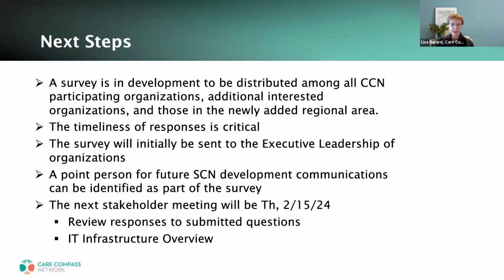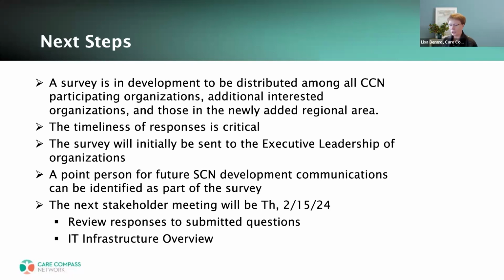And also the next step, there will be a stakeholder meeting Thursday, February 15th to review the responses to the submitted questions. So those are questions submitted both to Care Compass Network and to New York State. New York State says they intend to provide their responses by this Friday, the 9th, and also to review the IT infrastructure overview for the 1115 requirements.